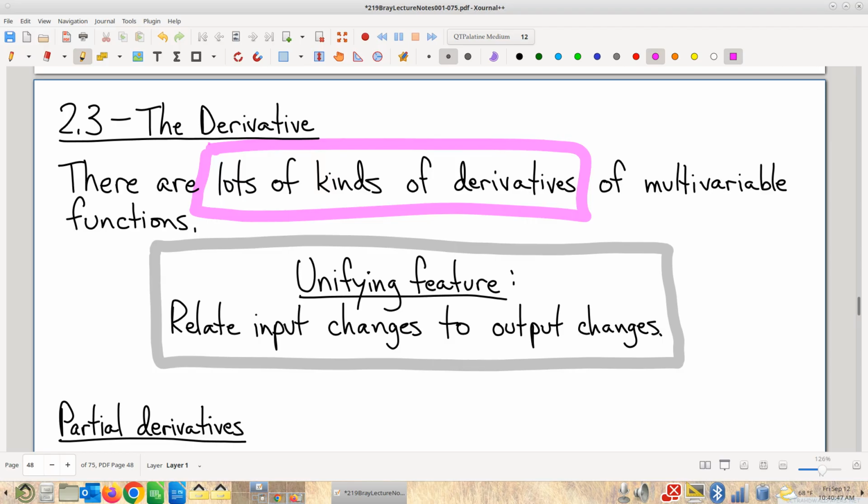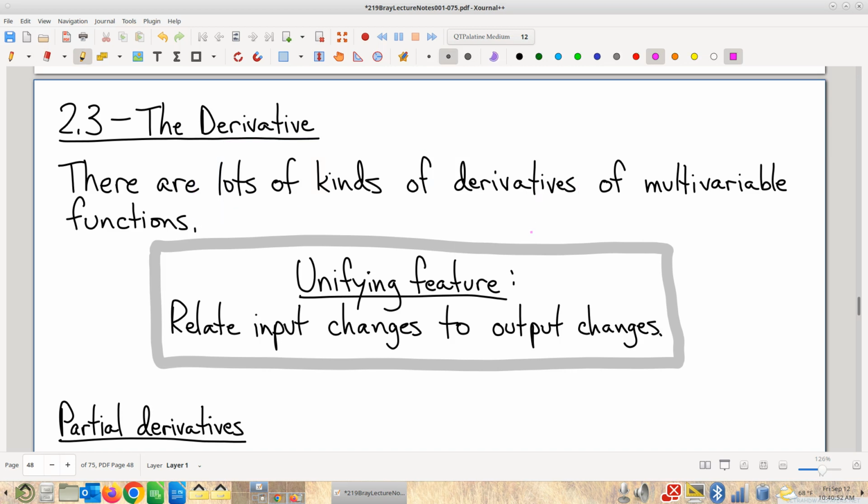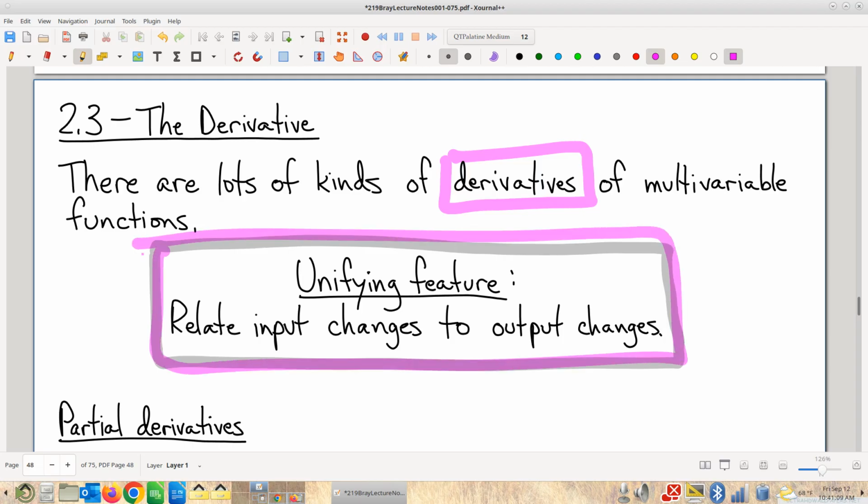But before we do, I want to address: if they're different, why do we use the same term, derivative, to describe different things? And that's a reasonable question, right? If things are different, you should use different words. So why are we using the same word? It's because they all have something in common. They all have this unifying feature. And so going through the course, I want you to take this really seriously. This is how you should think about derivatives.